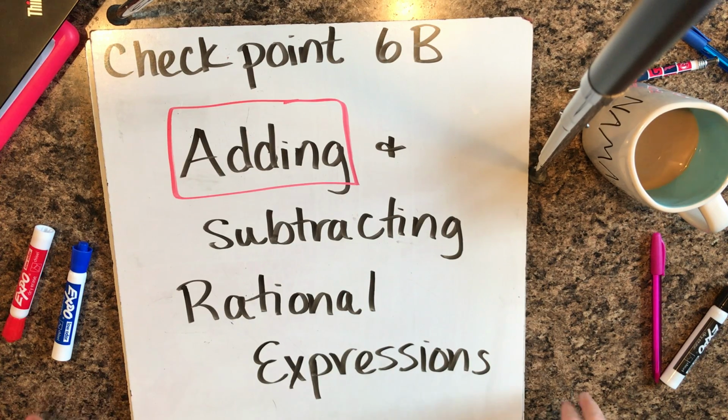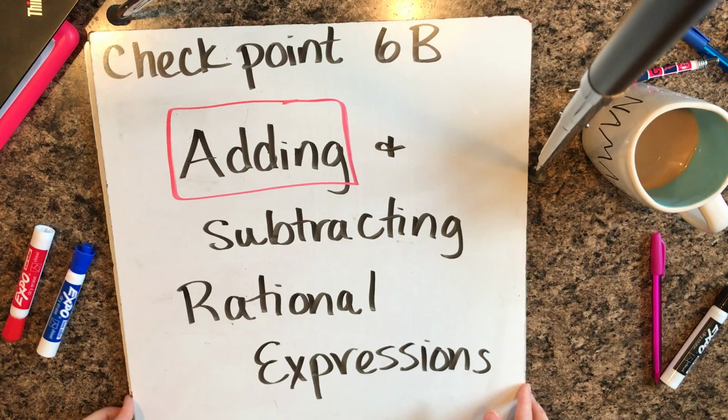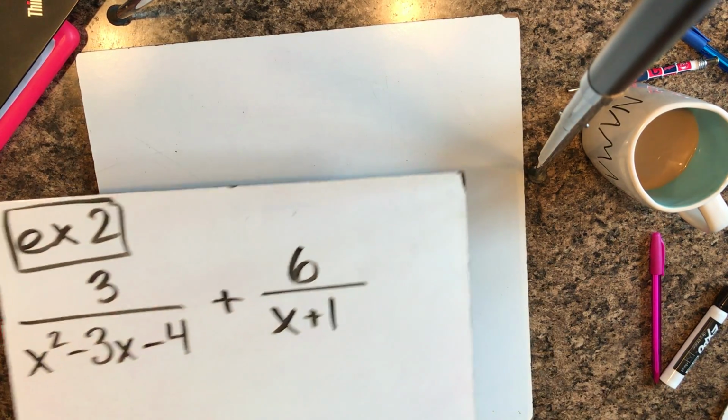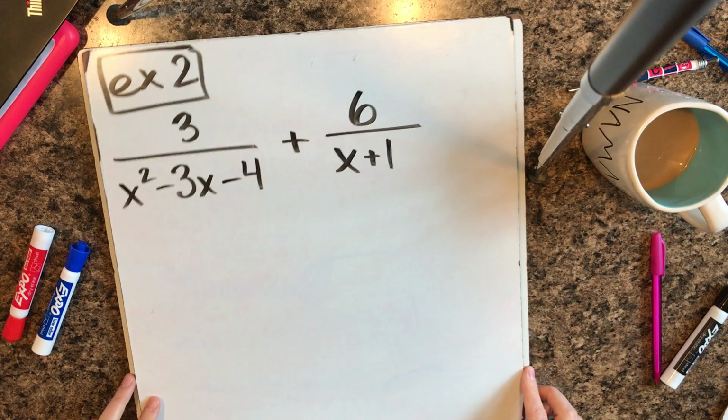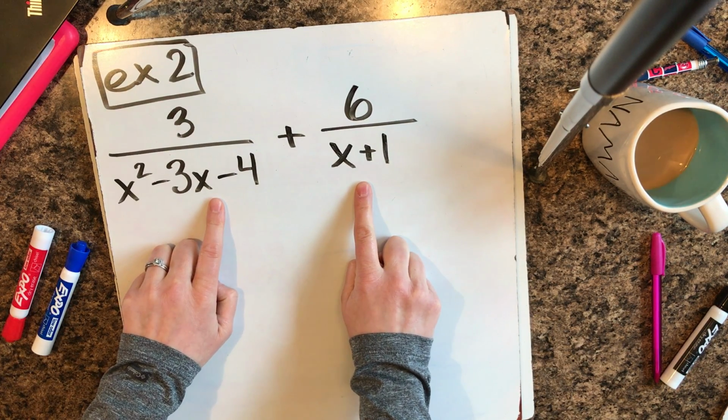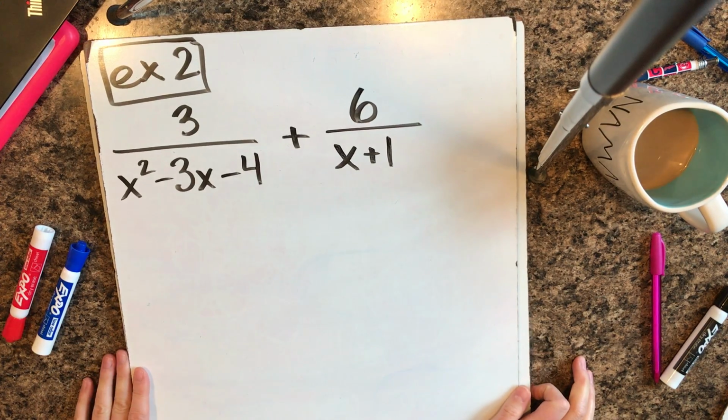Okay guys, here comes the second example for checkpoint 6B, adding and subtracting rational expressions. So in the last example, we already had two fractions with denominators that were exactly the same. You guys can see those are not the same.